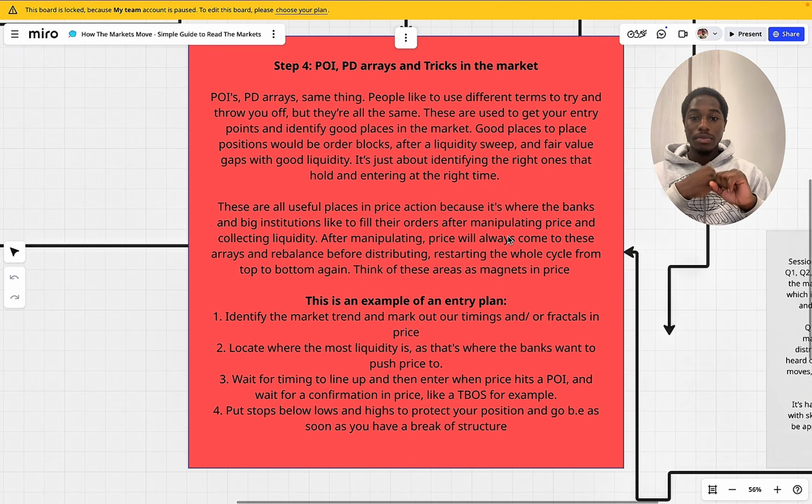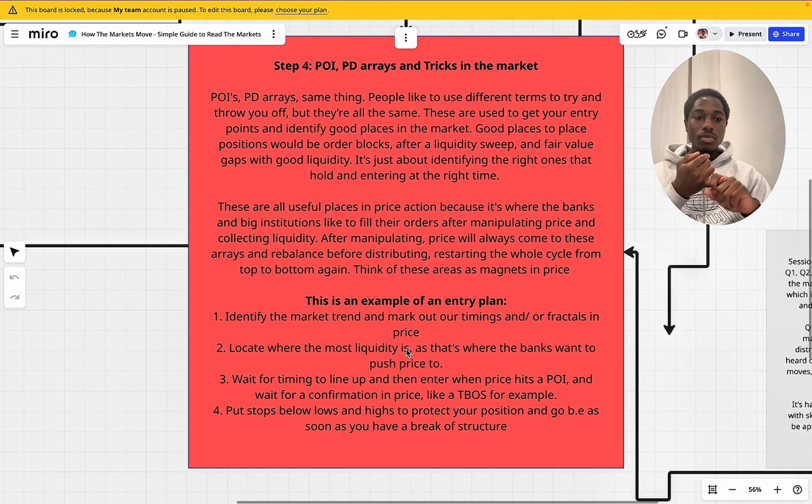So identify the market trend, mark out timings and or fractals in price. So mark out Q1, Q2, Q3, and Q4. I've made a video on the indicators you can use to literally mark this out. It marks out everything for you, so everything is really on the charts. Make sure to check that out. I've included the link in the description to that video.